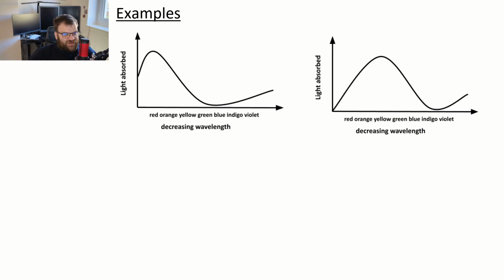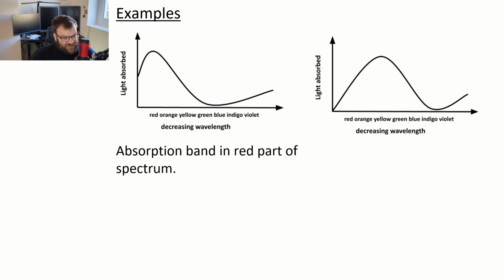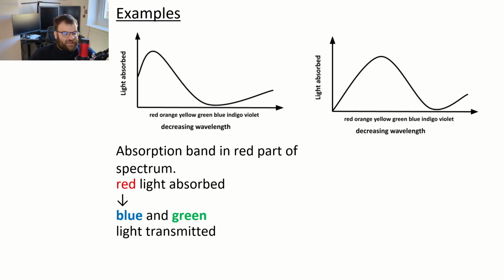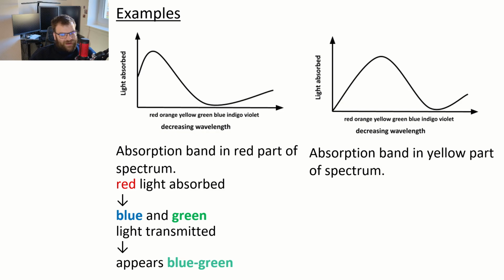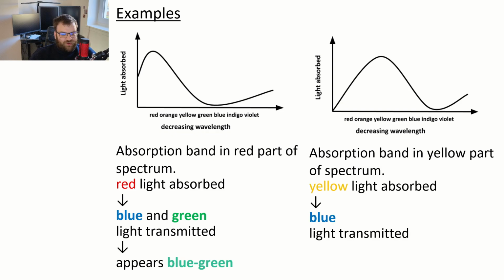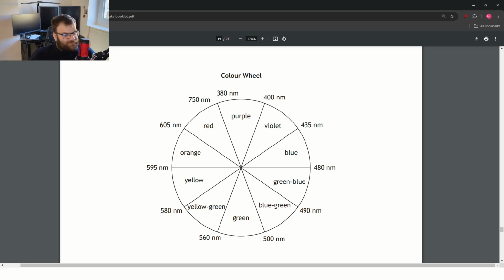In these examples here, the first one is absorbing mainly in the red region of the visible spectrum. This means that when red light is absorbed, we will see blue and green being transmitted, and this will appear as a blue-green compound. In the second one, it's more in the yellowy region of the spectrum. That means you would have blue light being transmitted, yellow being the mixture of green and red. This chemical would then appear blue. The data booklet can help simplify that a little bit. We had yellow resulting in blue, and red resulting in blue-green.